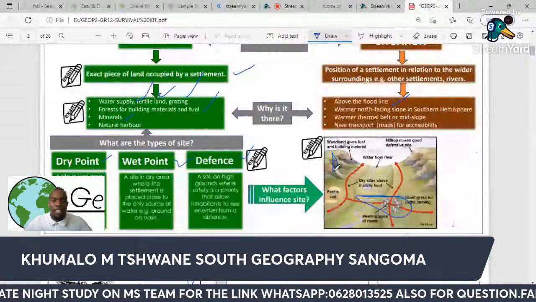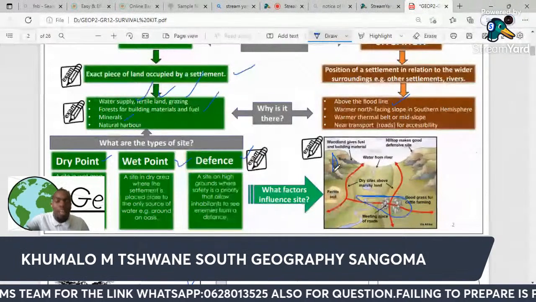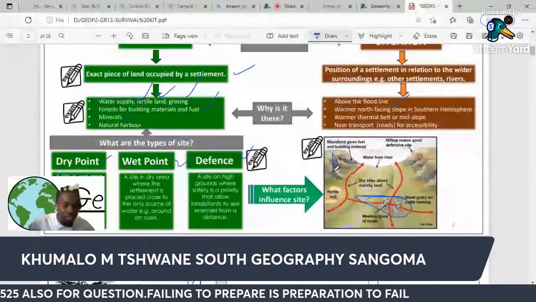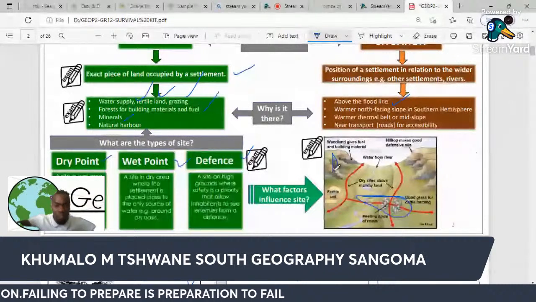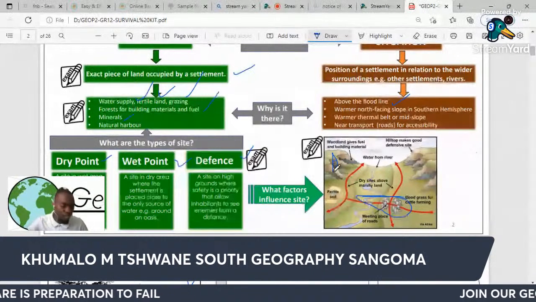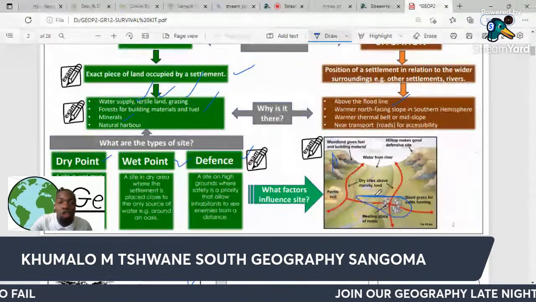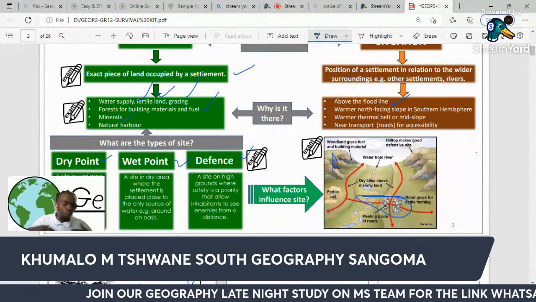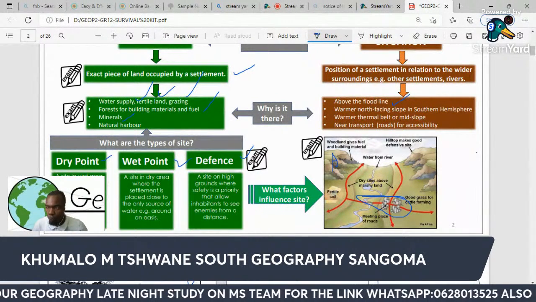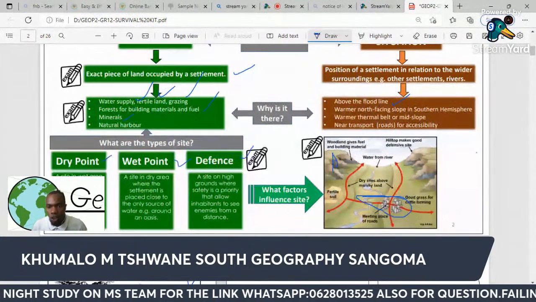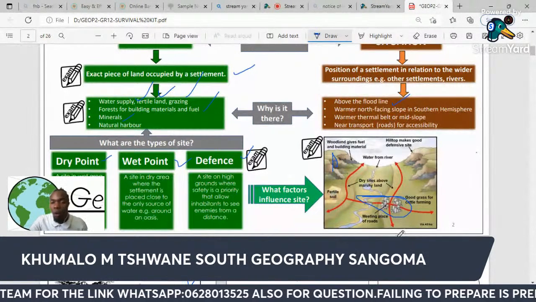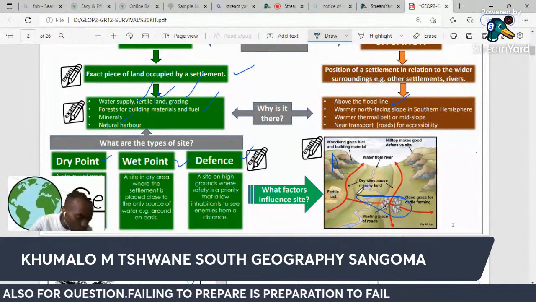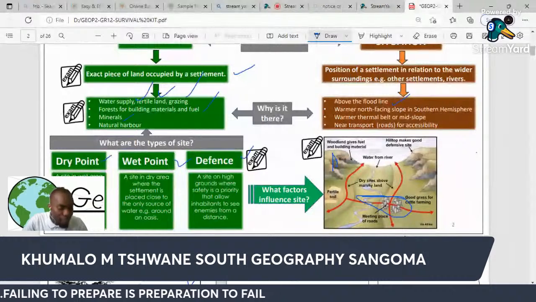And since water is available, that simply means that there is so much rain that can lead to what, grade 12? So much rain that can lead to our rivers being rejuvenated, getting more water, and those rivers end up flooding and destroying houses. But if I build my settlement close to a water source, it is because there is a competition for this resource, so we are going to build our houses near a water source. So once a settlement, grade 12, is near a water source, it is a wet point settlement.